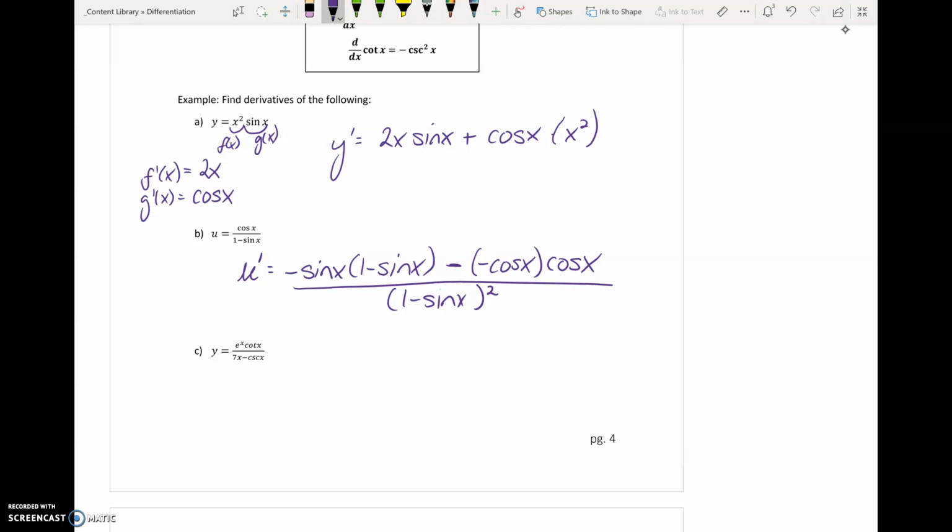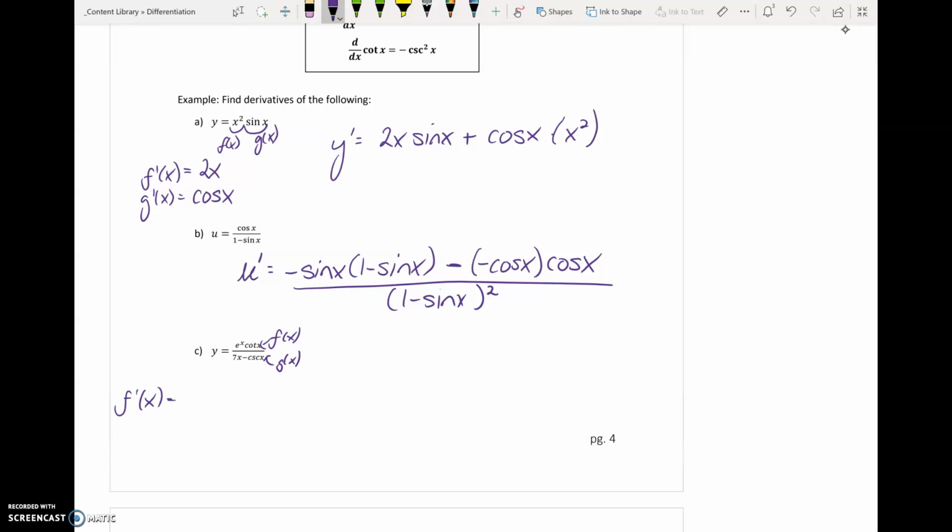I'm going to move on to C. Now this one's a little bit more complicated because our numerator needs the product rule for us to differentiate, and our denominator is separate, but we can do each term in the denominator. So in this case, it might be nice for you to write the derivatives of your numerator and then the derivative of your denominator on the side. So I'm going to call this one f of x and the bottom g of x. So we're using our product rule here just for the numerator.